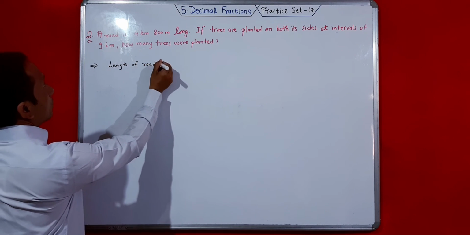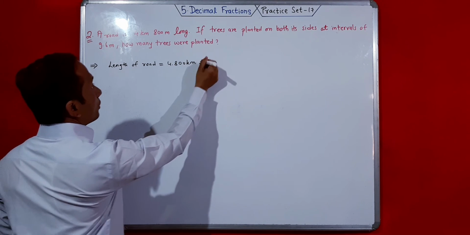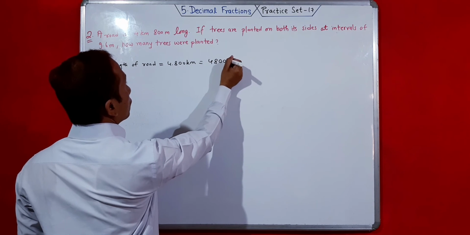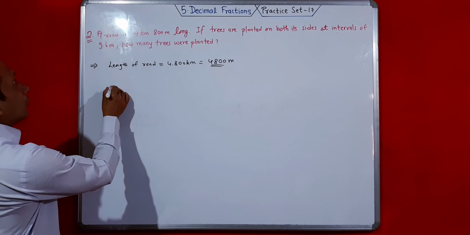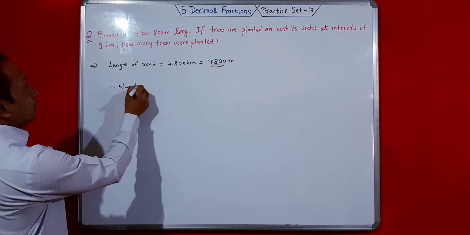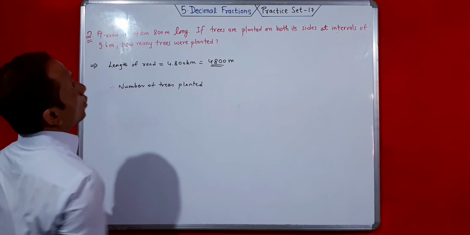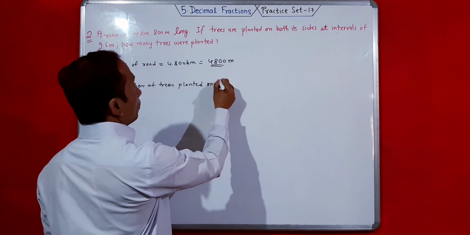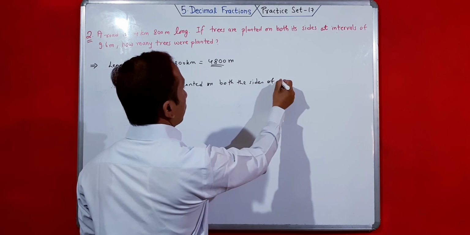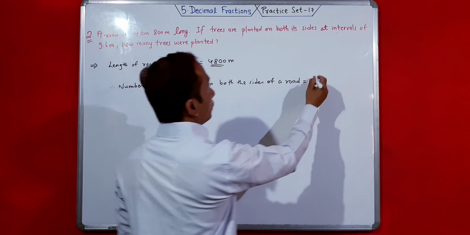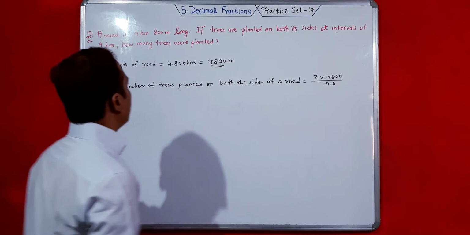So the length of the road is 4.800 kilometers, so it is 4,800 meters. It is in meters, and therefore the number of trees planted on both the sides of the road is equal to 2 into 4,800 divided by 9.6. Now you have to calculate this.